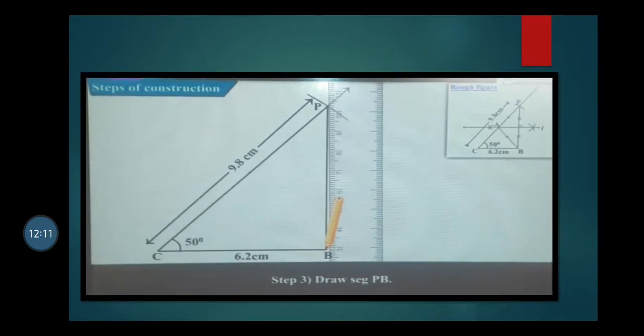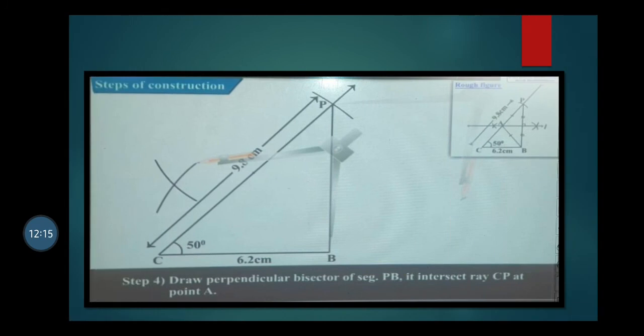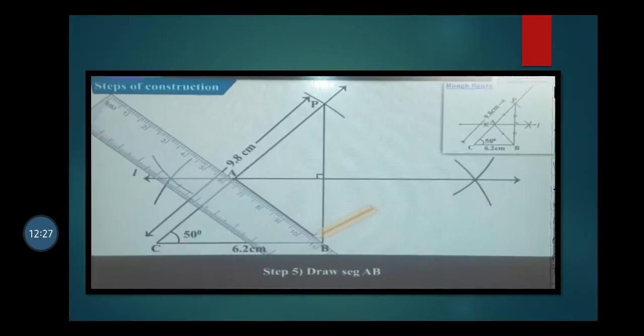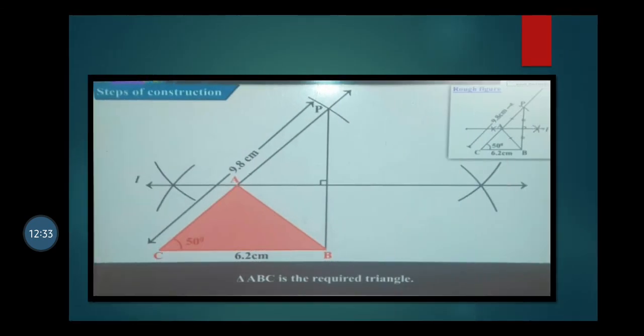Step number 3. Draw seg PB. Step number 4. Draw a perpendicular bisector of seg PB. It intersects ray CP at point A. Step number 5. Draw seg AB. Therefore, triangle ABC is the required triangle.